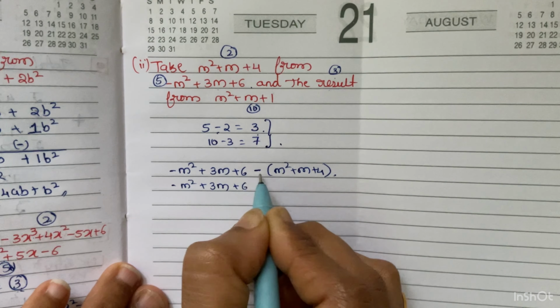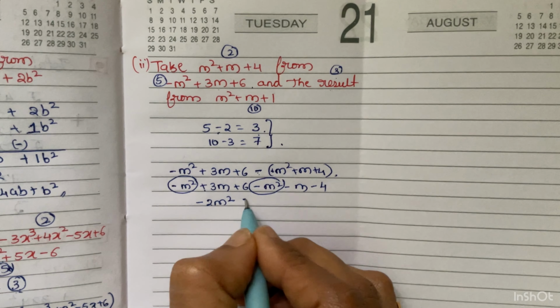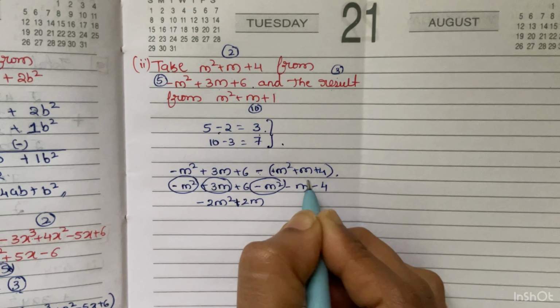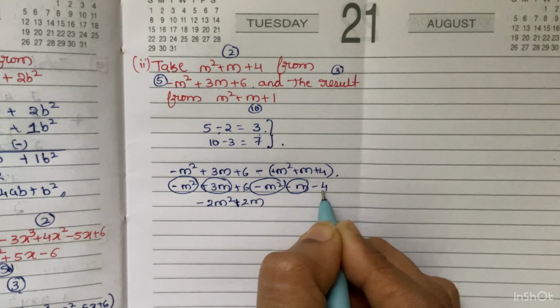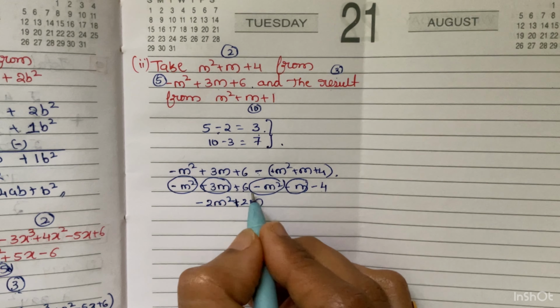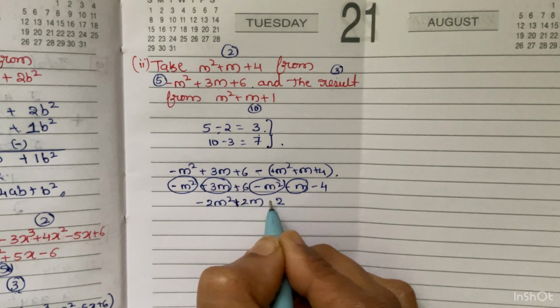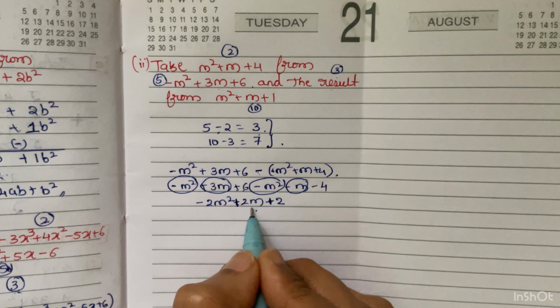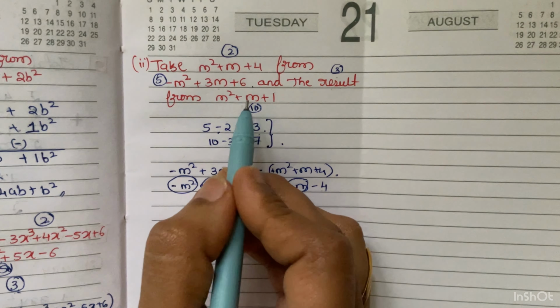We have done with this. Now the next one is plus and minus, unlike signs, so we need to subtract. 3 minus 1, I'll be having 2m, and the bigger number carries the positive sign. Now plus 6 minus 4, unlike signs, so we need to subtract. 6 minus 4, I'll be having 2, and the bigger number carries the positive sign. Now this is the result we got. Again this polynomial we have to subtract from this one.